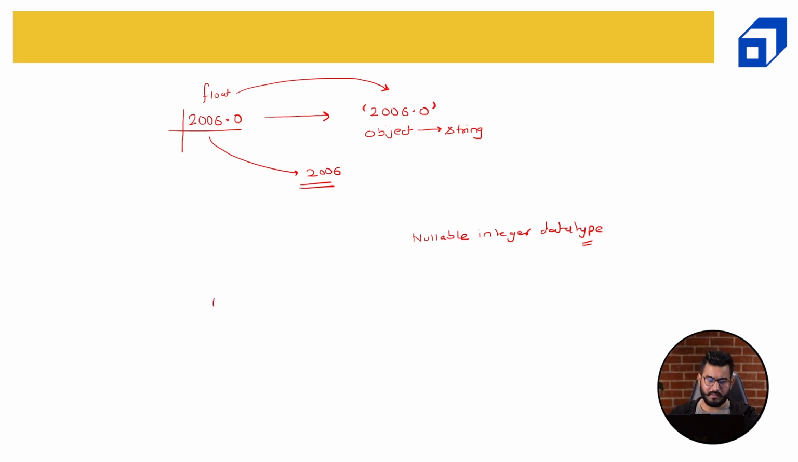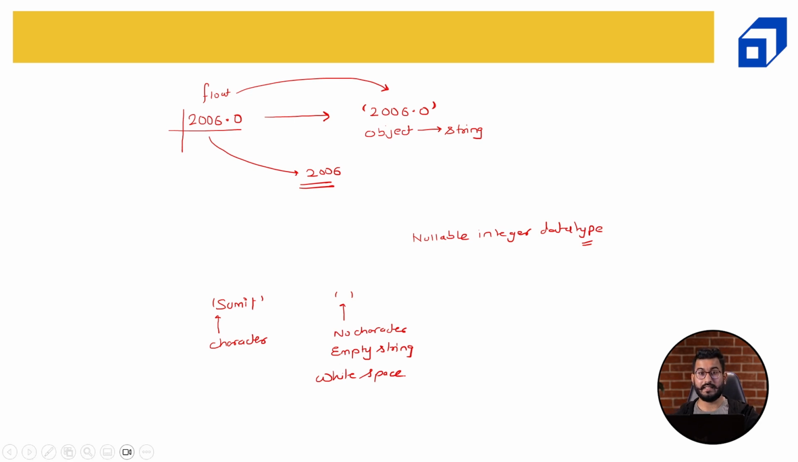For example, this is a string which is having some characters. So here each alphabet is a character, right? But I can have a string like this also, right? Now this does not have any character, so no character. So this is known as an empty string, also known as a white space. So this is the problem that this particular column is having. In the total charges column, it is having white spaces.